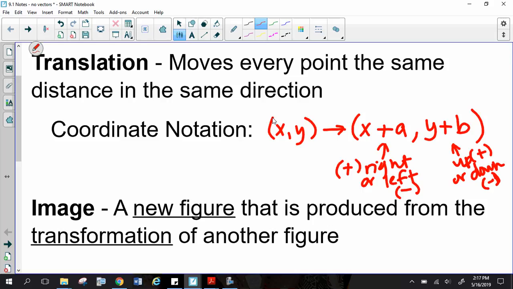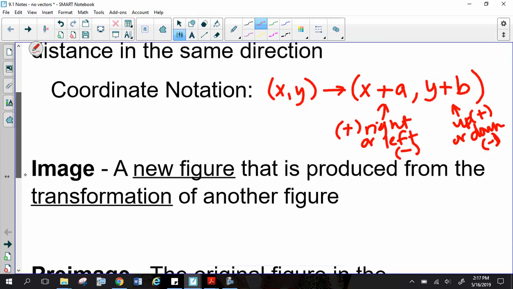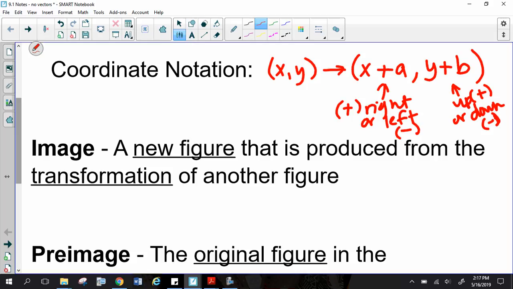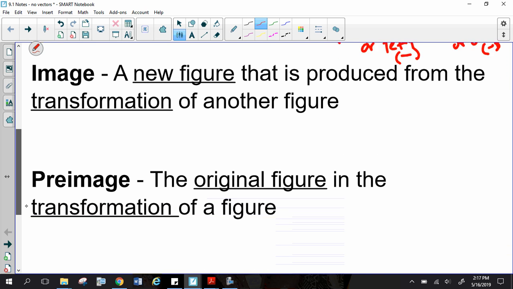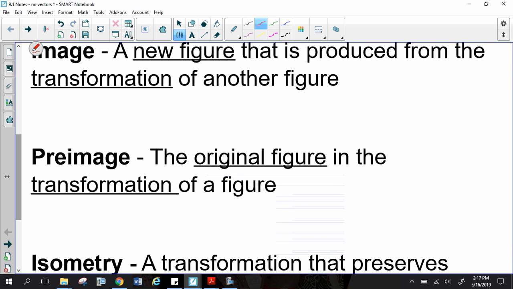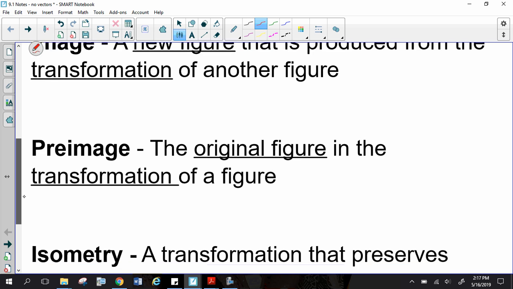The image is the new figure that's produced from the transformation of another figure. So when I move my figure, say it's my triangle, when I move it to a new location, that's called the image. The pre-image is your original figure. So pre means before. That's the original figure in the transformation of a figure.